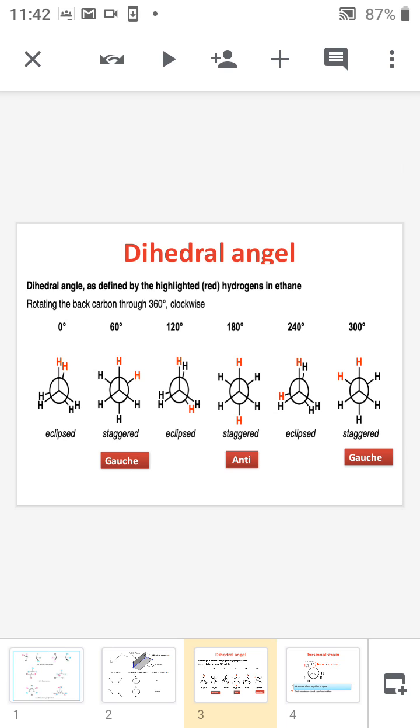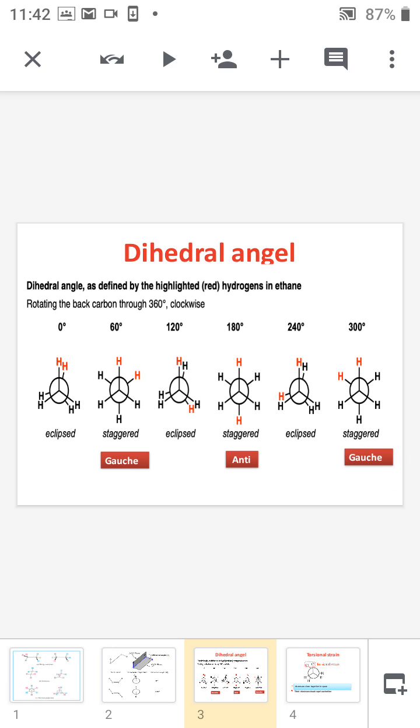The rotation is also 0 degree. If you are rotating 60 degree, the angle of rotation is 60 degree and the dihedral angle is also 60 degree. If you are rotating 120 degree, the angle of rotation is 120 degree and the dihedral angle is also 120 degree. And for 180, the angle of rotation and dihedral angle are also the same.